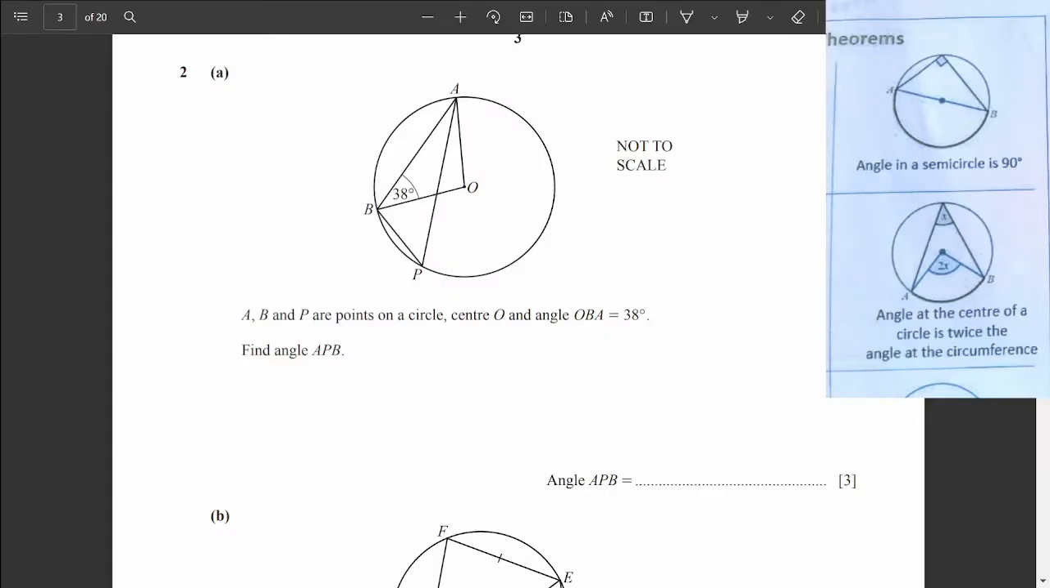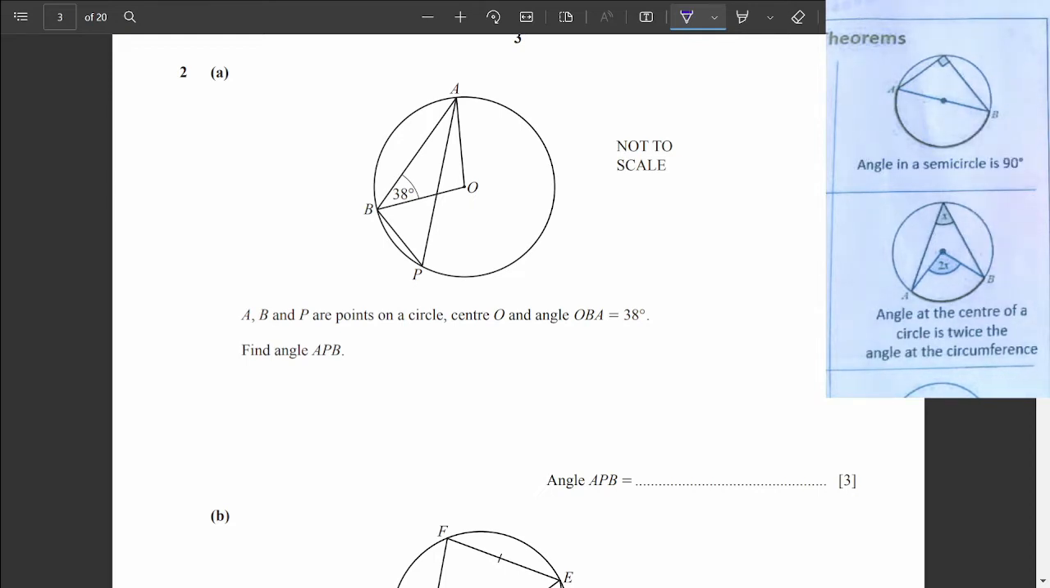Question 2a, look very carefully at this circle theorems. Yes, so first of all, AP is not a diameter, so we cannot use this theorem. Angle in a semicircle is 90 degrees, so APB, that is not 90 degrees. Okay, we're not going through the center of the circle.